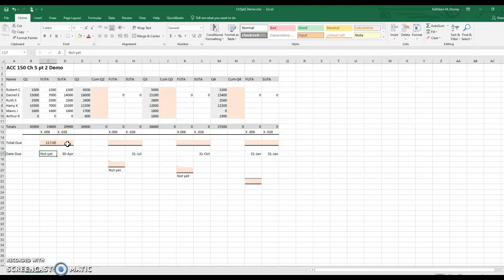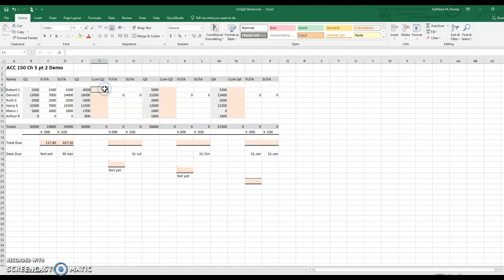Now, for SUTA, we have totaled up all the taxable wages for SUTA. That's $29,900. We're going to multiply that times the SUTA rate for this company, which is 0.028. So that's $837.20, and that will be due on April 30th. There's no waiting with the SUTA. You have to send it in along with your form on April 30th.